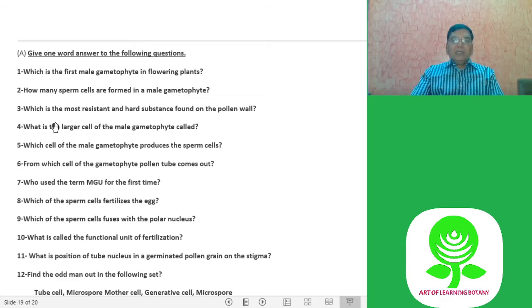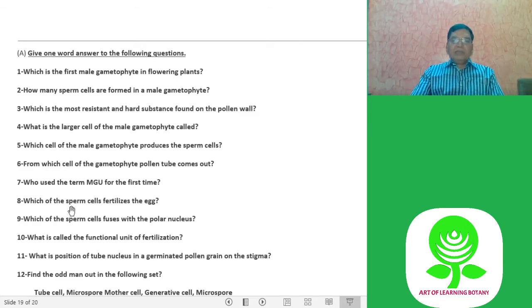Sporopollenin. What is the larger cell of the male gametophyte called? Vegetative cell. Which cell of the male gametophyte produces the sperm cells? The generative cell. From which cell does the pollen tube come out? Vegetative cell or tube cell, you can say. Now, who used the term MGU? Dumas.